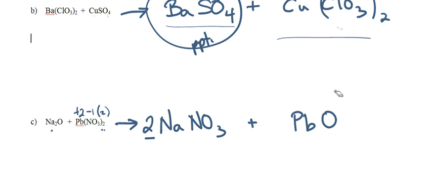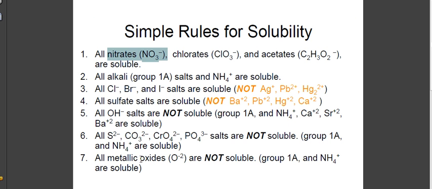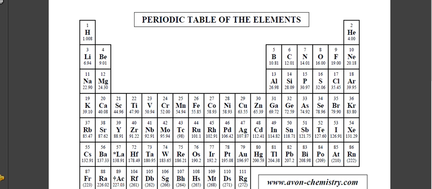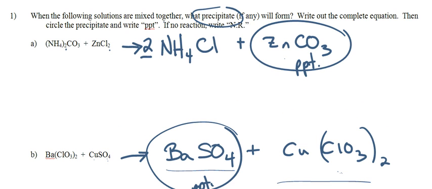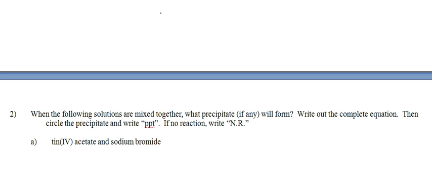All right, looking at the lead oxide, remember rule 7 said that all metal oxides are not soluble except for group 1A, period. So lead, last time I checked, lead was not in group 1A. Yeah, it's over here. So the lead oxide does form a precipitate. So circle it, right, PPT. Okay? All right. And the rest of these examples are just like this.